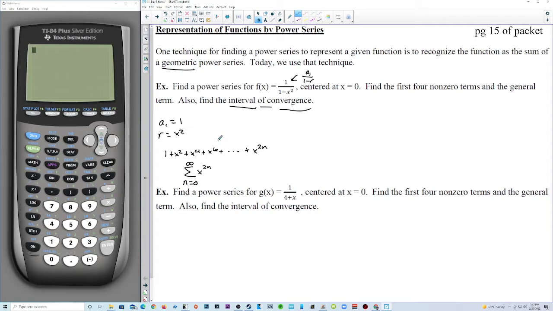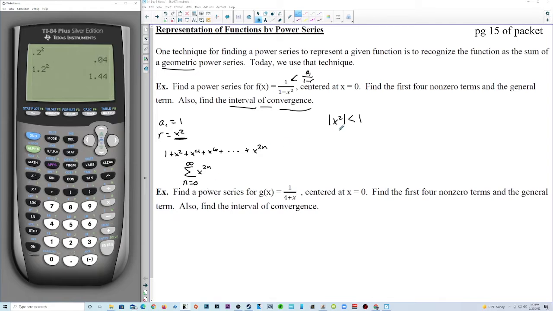So we have the first four and we got the general term, and now let's find the interval of convergence. Well, a geometric series converges as long as r, what we're multiplying by, has an absolute value less than 1. Well, the only way we can get a value and square it and be less than 1 is if that number is between -1 and 1. So for example, if you have 0.2 and you square 0.2, you get a number less than 1. If you square 1.2, you get a number that's bigger than 1.